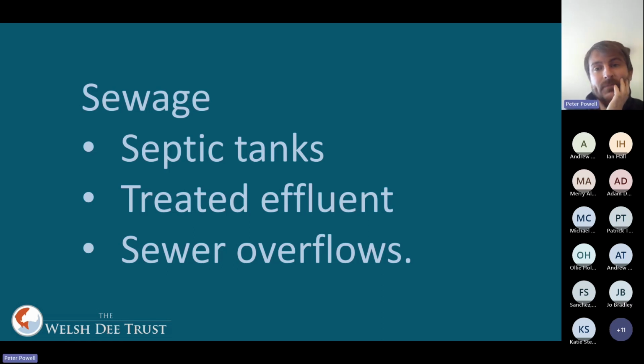Excellent. And so then what I would say is the other major source, as I said before, is roughly 45% from agriculture and 45% sewage within the River Dee for phosphorus making its way into the watercourse. So sewage is the other major source of phosphorus into the river. We at Welsh Dee Trust essentially break that down, and I think there are essentially 3 main pathways that phosphorus and sewage is making its way into the river.